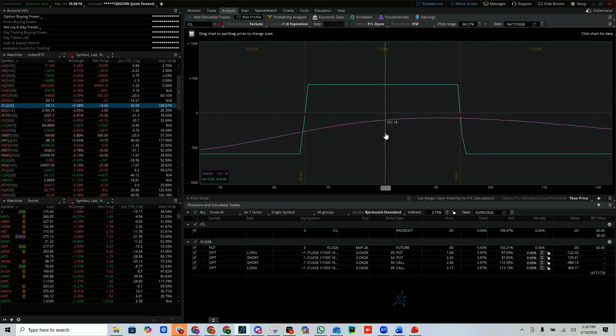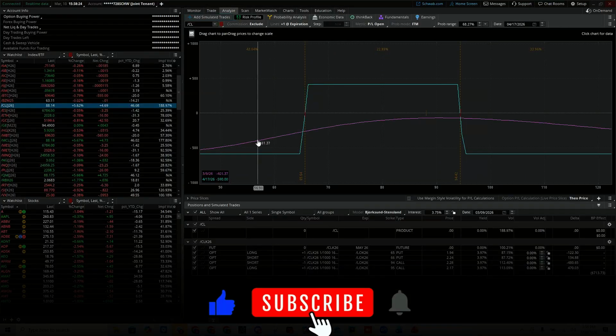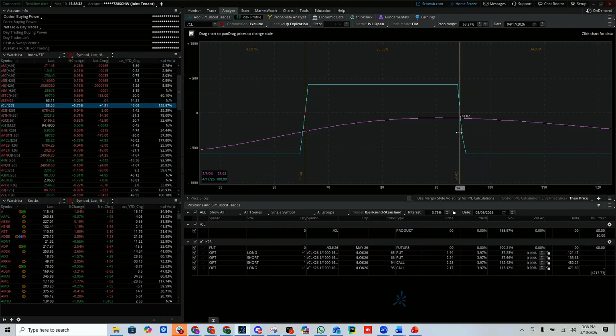The max profit I have here, potential profit that I can collect, is 410. The max loss is 590. Okay, really good credit that we collected. On the call side, we probably collected maybe $150. On the put side, the rest of it, more than $200 or something.